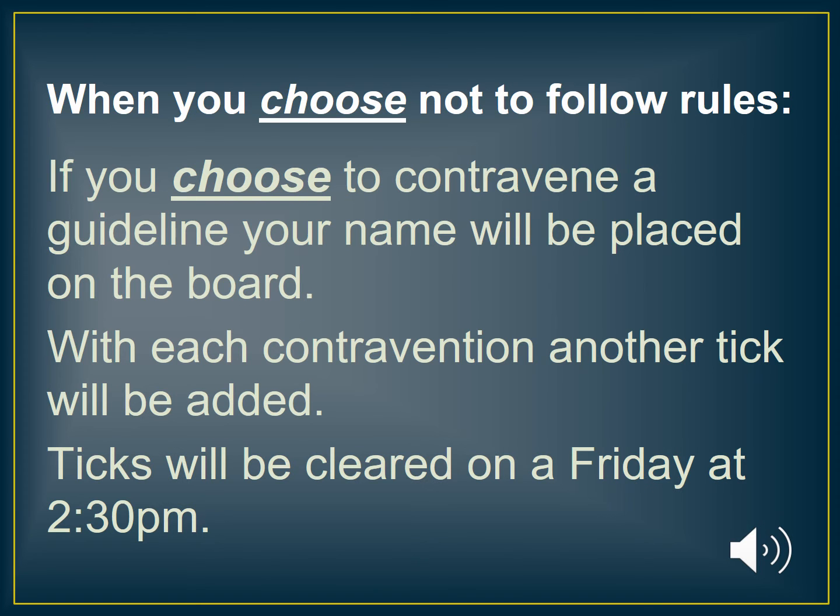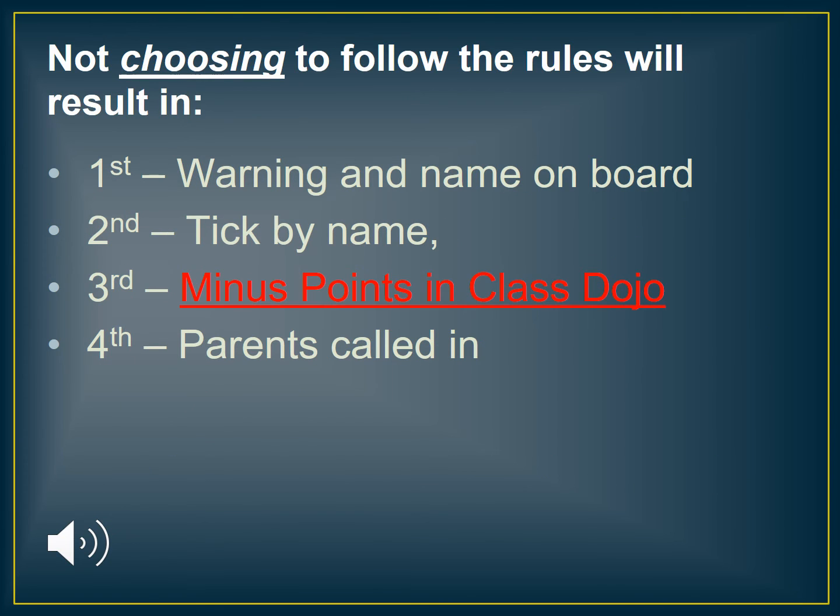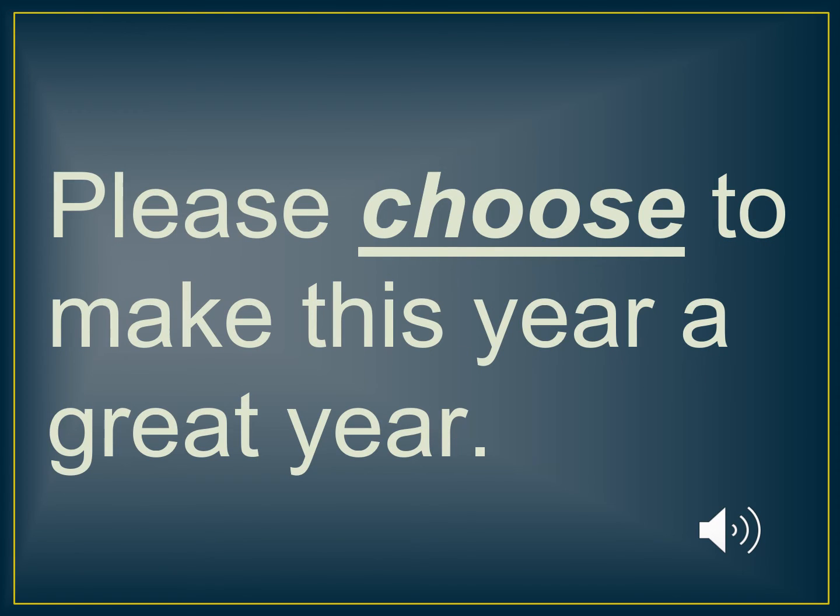When you choose not to follow rules. If you choose to contravene a guideline, your name will be placed on the board. With each contravention, another tick will be added. Ticks will be cleared on a Friday at 2:30 p.m. Not choosing to follow the rules will result in: first, warning and name on the board. Second, tick by name. Third, minus points in Class Dojo. Fourth, parents will be called in. Please choose to make this year a great year.